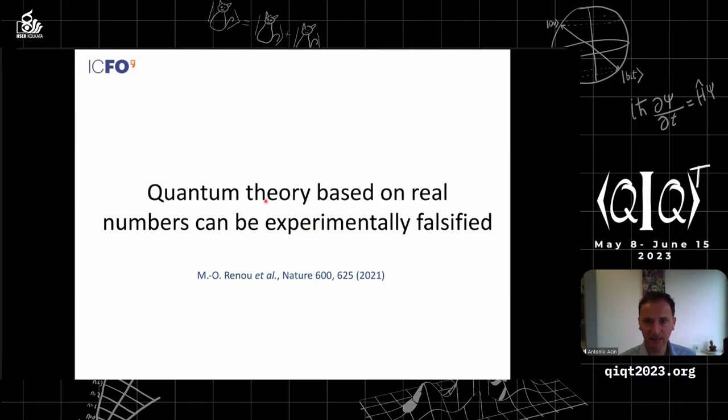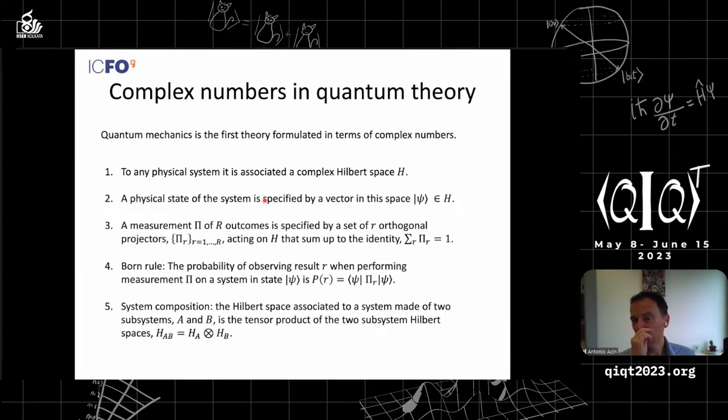We wanted to understand if in standard quantum theory you really need to use complex numbers. Okay, so this is because if you think about quantum theory in the standard Hilbert space formulation, it's the first time that we encounter a theory whose axioms are phrased in terms of complex numbers.